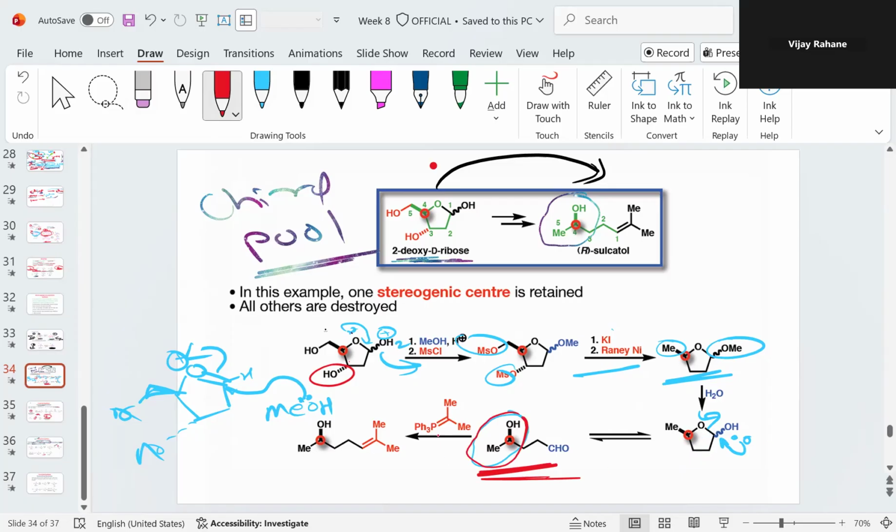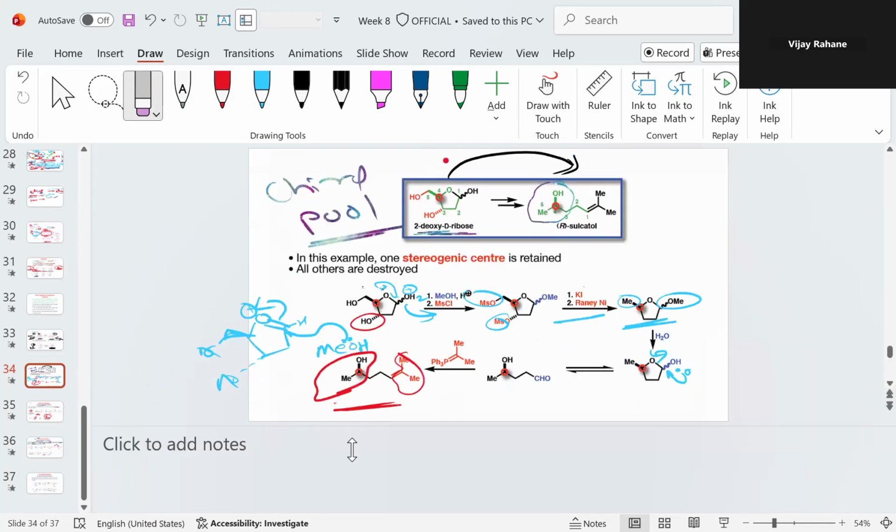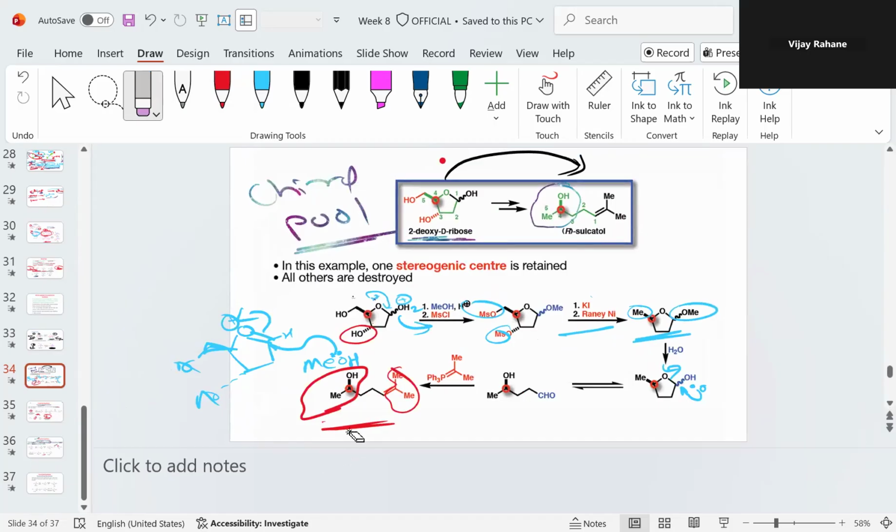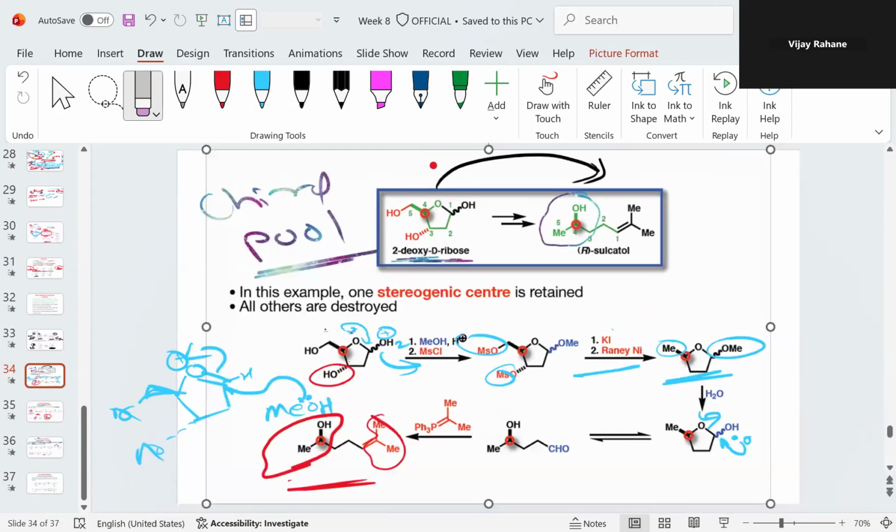And later, when you do the Wittig reaction, this Wittig reaction occurs on this aldehyde center. So that's not much concerning. Basically, here you can see this chiral center has been retained till the end, and this is what our desired product was. So in the synthesis of this product, which approach is used? So this chiral pool approach is used in the synthesis.